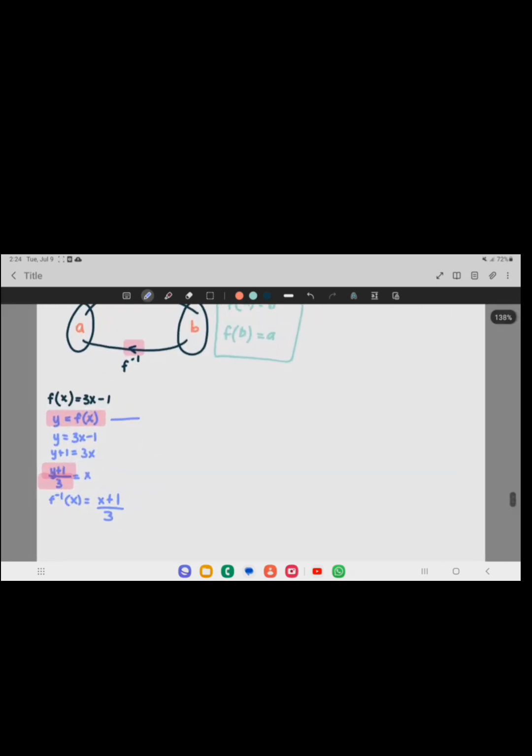Always, the first step is let y is equals to fx, and then substitute the fx with its equation, which is 3x minus 1, and then your aim is to find the x as the subject. Once you're done with that, you're just going to write the symbol of inverse function, and then copy back this into here, but you have to change the y into x. So that's it. That's how to find the inverse function. Okay, let's try another question.